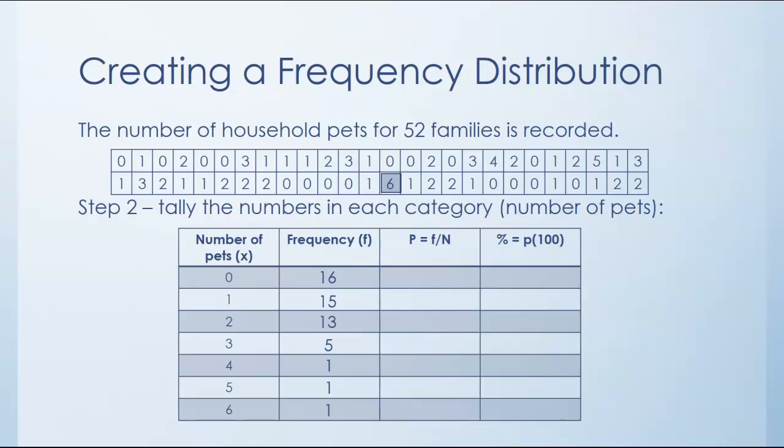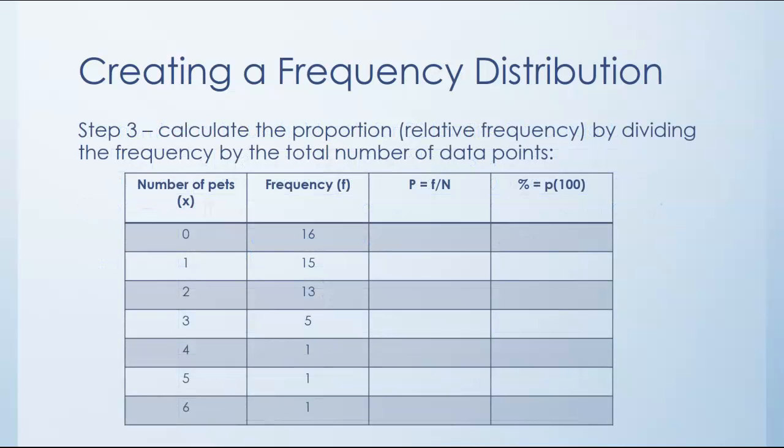But we want to do some other things. For instance, we want to find what we call the proportion, which is just the frequency of an event divided by the total number of events that we have here. Our total number of events, or households, that we're talking about is 52. So we're going to take that 16 and divide it by 52. So we have 16 divided by 52. We divide that out and we get 0.31.